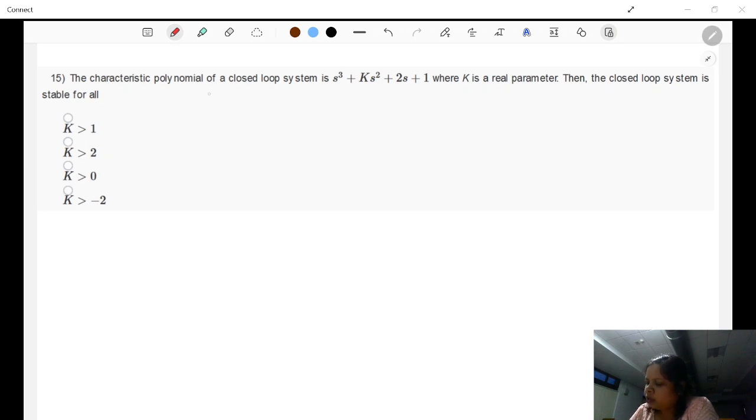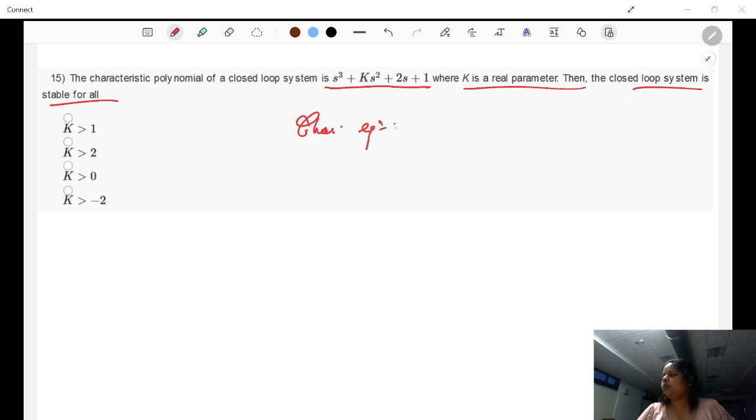The characteristic polynomial of a closed loop system is s cube plus this, where k is the real parameter. Then the closed loop system is stable for what? The characteristic polynomial is already given to you. What is the characteristic equation here? s cube plus ks square plus 2s plus 1 is equal to 0.